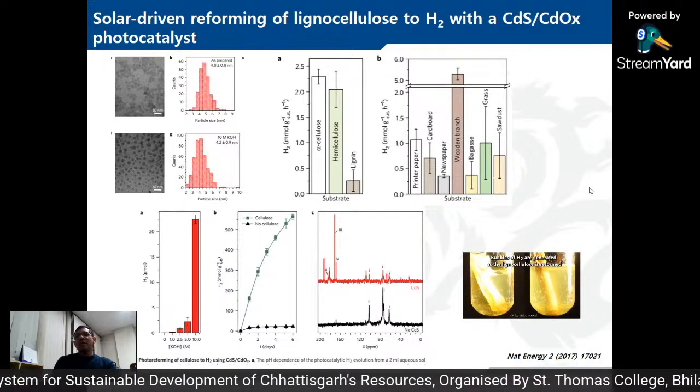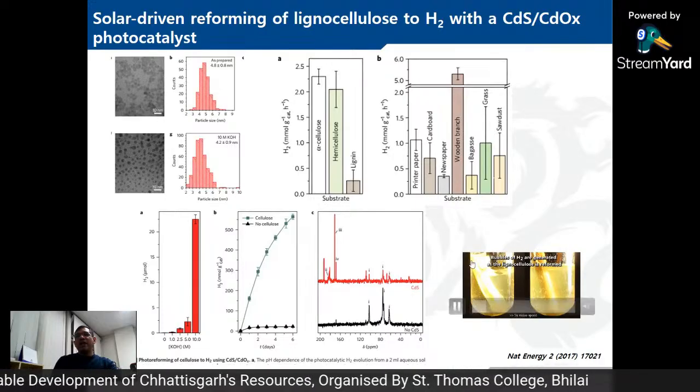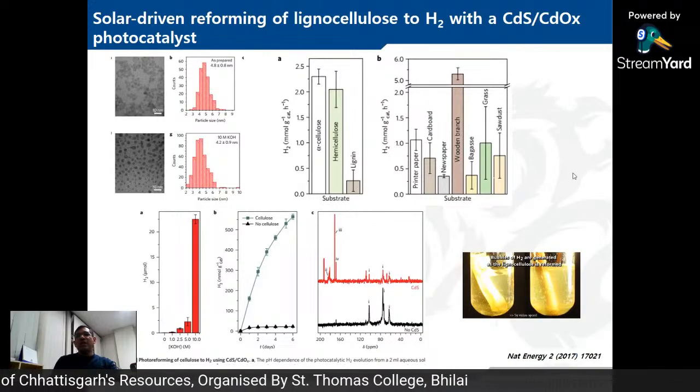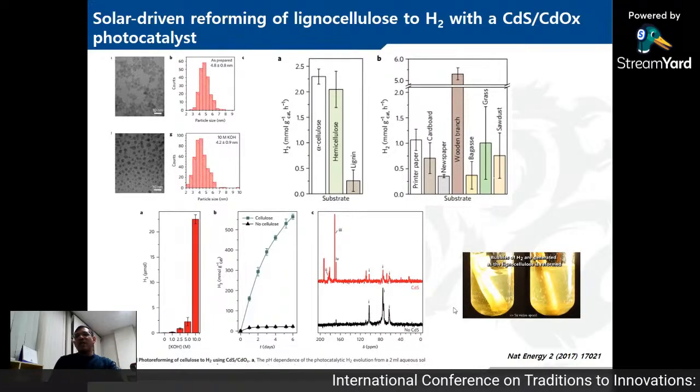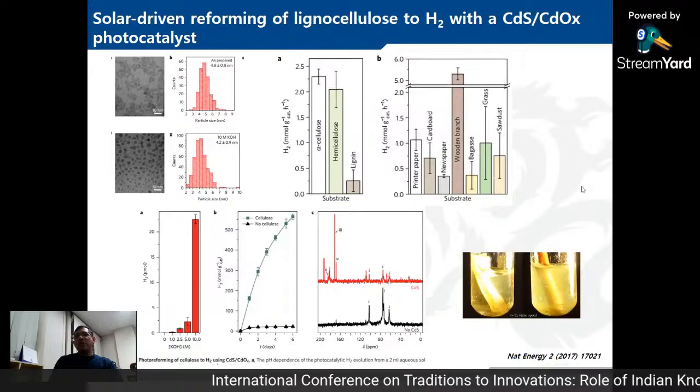So you can see the right and the left one. The left one is generating, and the right one is the one which has lignocellulose, and the other one right. So you can skip this.